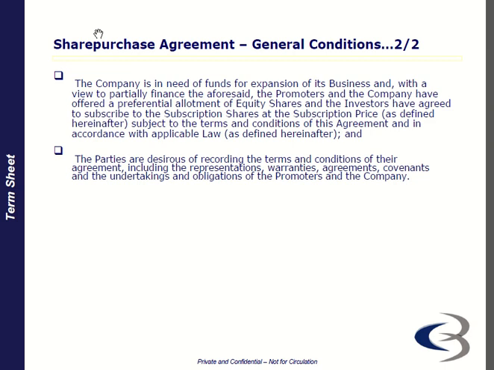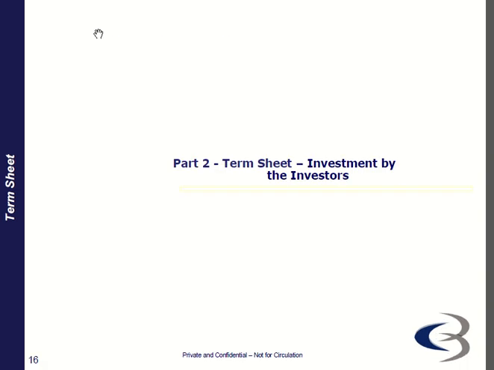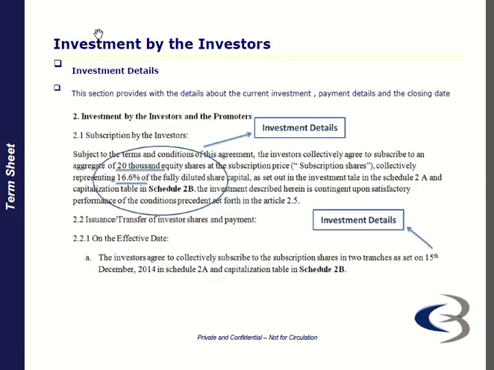The company is in need of funds for the expansion of the business, and with a view to finance the purchase on the promotions, the company has offered the preference allotment. So we did that as well, then the term sheet definition and other things. In this video, we are going to discuss the term sheet investment by the investors.